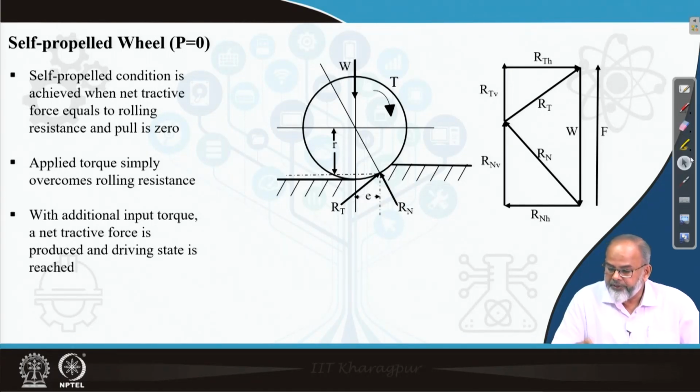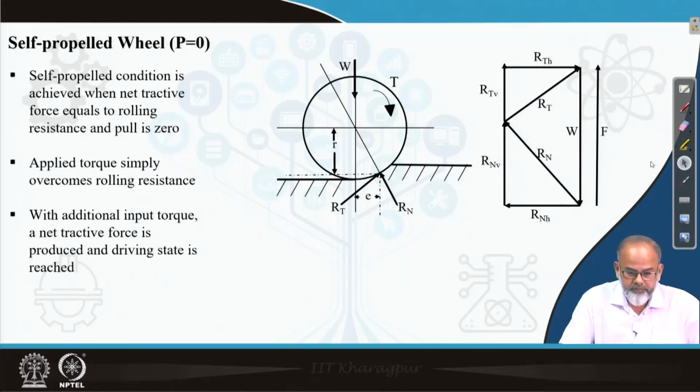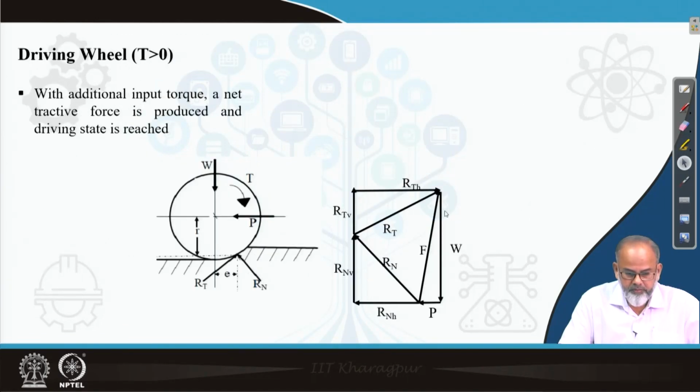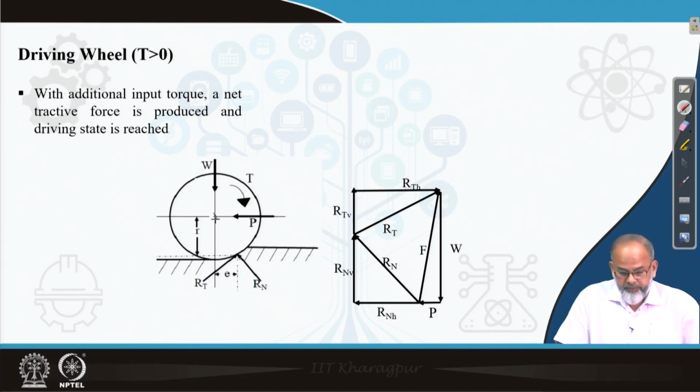the powered wheel, or the driving wheel. Here two things we will be seeing. One, there will be torque which is denoted as T, and there will be a pull applied, P. So torque is indicated here, and there is a pull here.